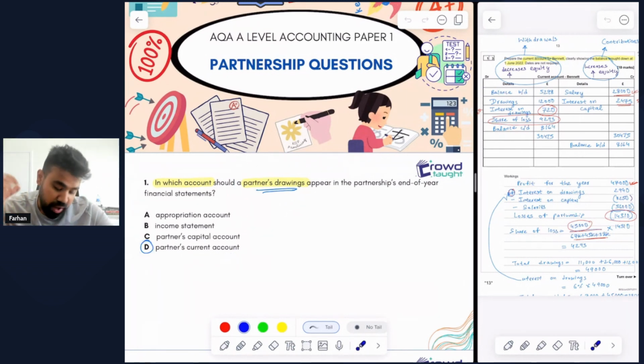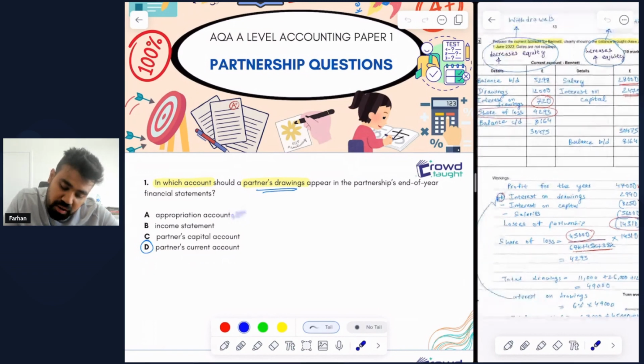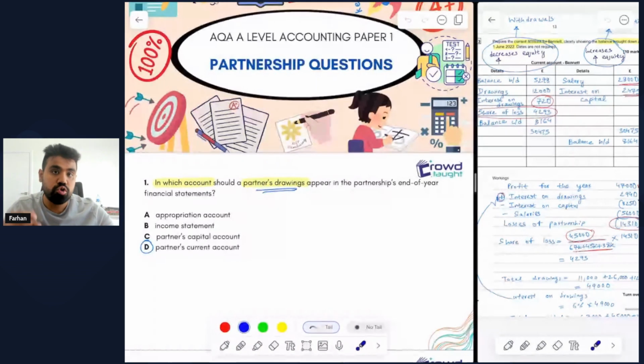Now, there is another thing that you may wonder here. What about the appropriation account? If you remember, in the appropriation account, we do not include the drawings explicitly. We include the interest on the drawings. So don't be confused and make a mistake during the exam. If the question has said, which account should the interest on drawings be included, you could talk about the appropriation account or the current account in that case. But because the question is asking about drawings, that should be only reflected within the current account. And the purpose of the current account is to simply track the individual partners' withdrawals and contributions that have been made during the year. So the first answer for question number 1 is option D.